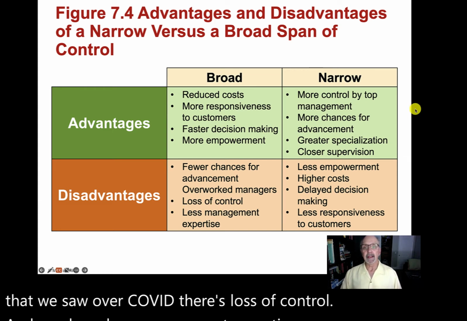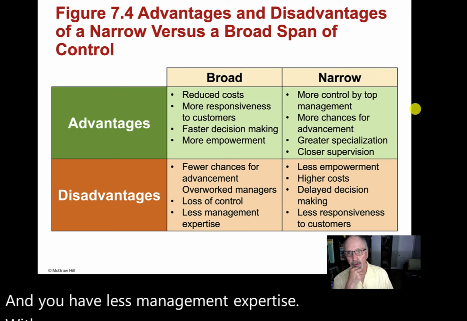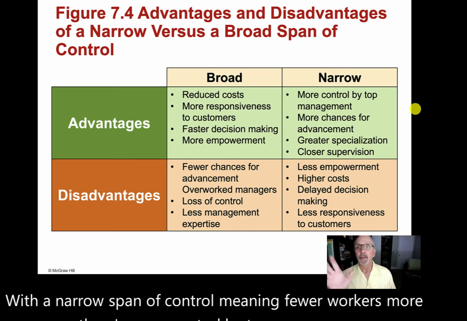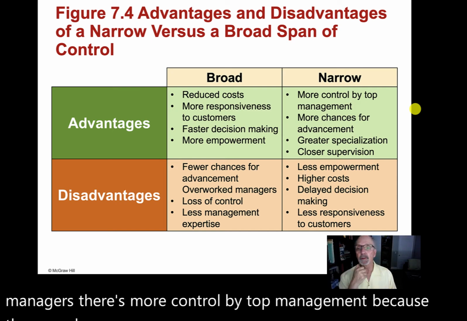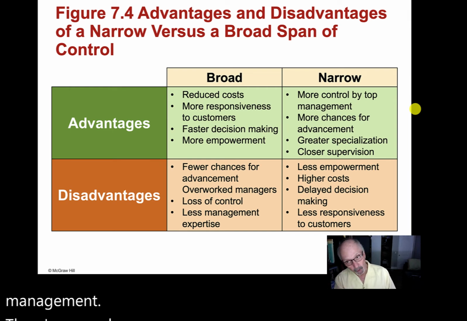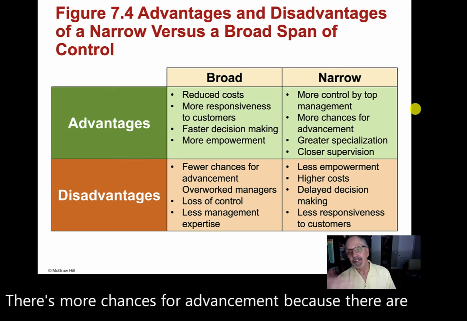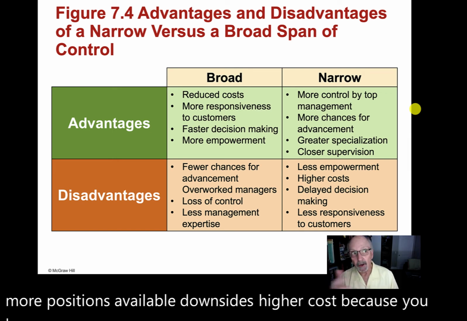Now, with a narrow span of control, meaning fewer workers, more managers, there's more control by top management because those managers report to their top management. There are more chances for advancement because there are more positions available. Downsides: higher cost because you have more higher paid managers. Delayed decision making, less responsiveness to customers.